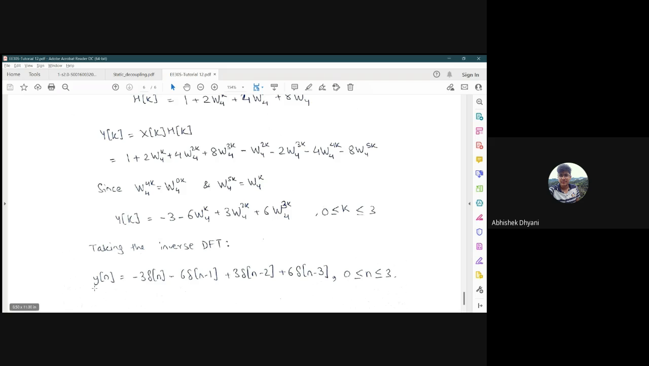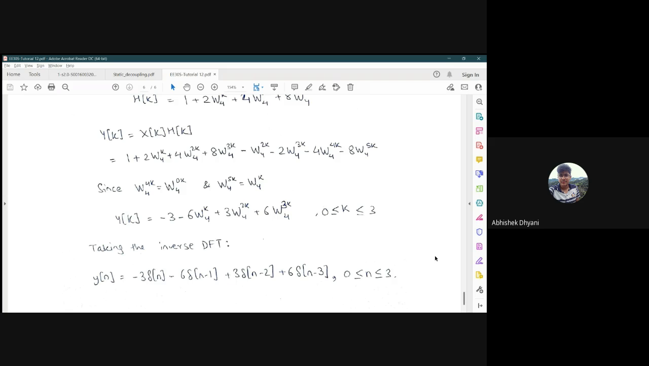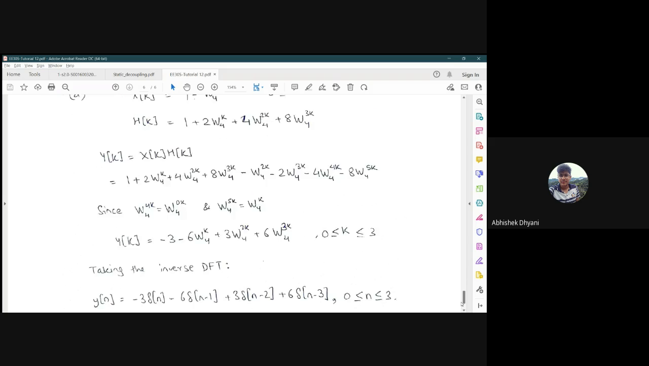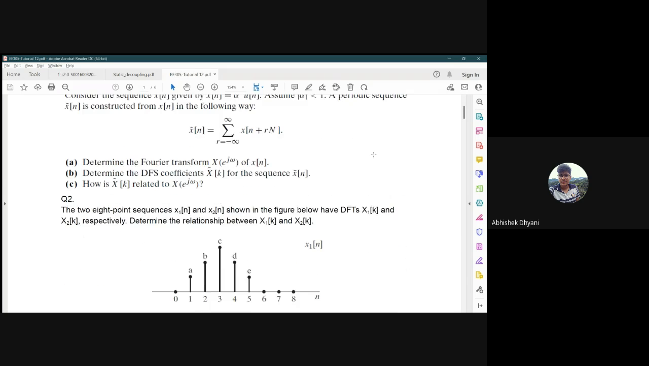So we have again computed y of n, but not by taking the circular convolution approach, but by taking the DFT and multiplying the inputs and the impulse response. And this will be the final y of n, n varying from 0 to 3. So this was the last question, and this was its last part. So with this, tutorial 12 is over.